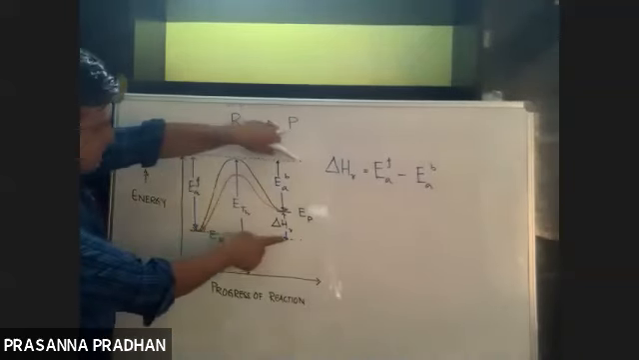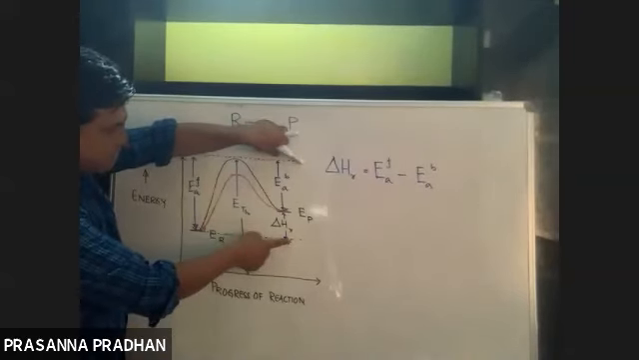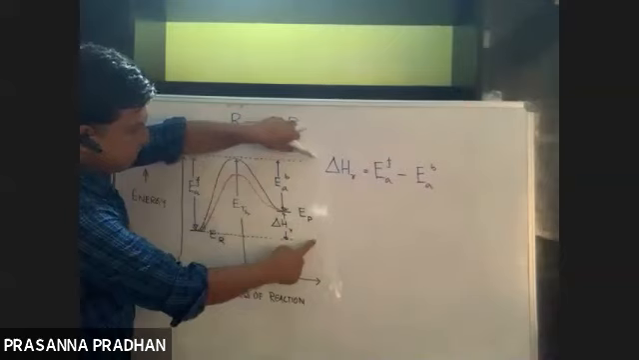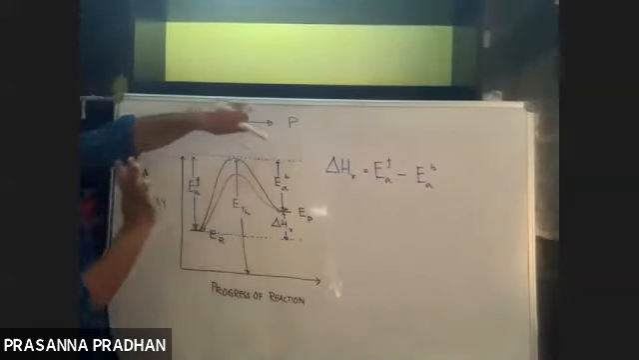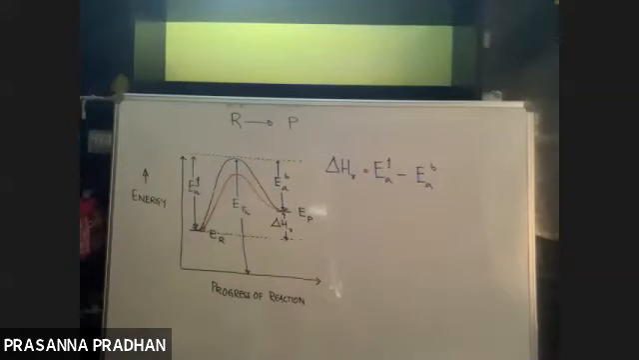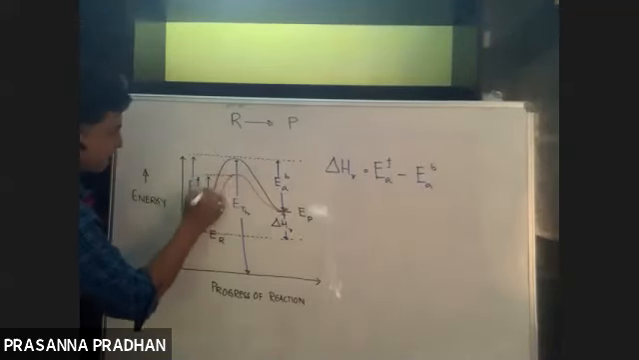Just analyze the graph. This whole thing was equal to EAF, the activation energy of forward, and this is equal to EAB. So EAF minus EAB is equal to delta HR. Now I'm going to ask you some very important questions. Now, in the presence of a catalyst, this was the activation energy for forward.